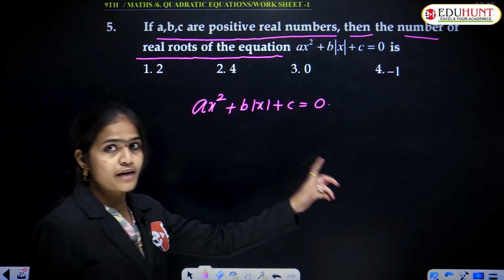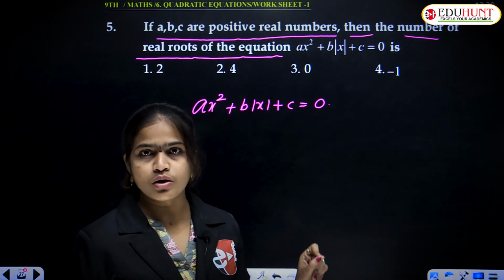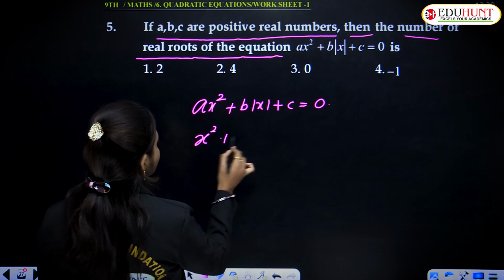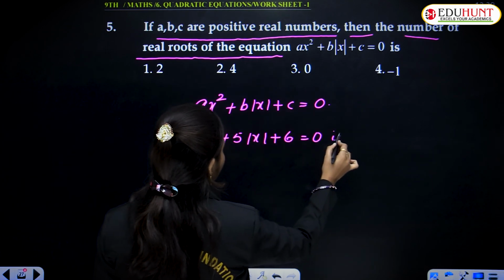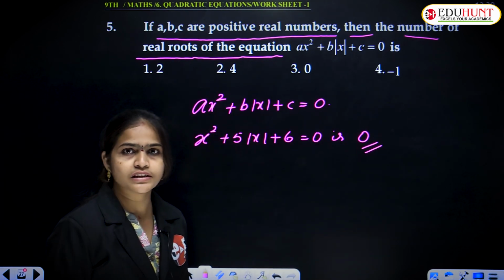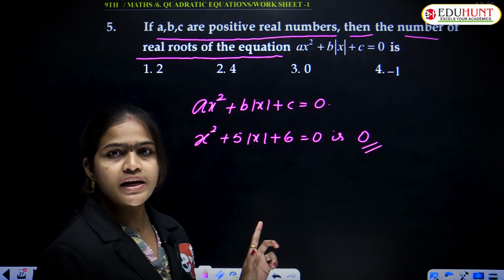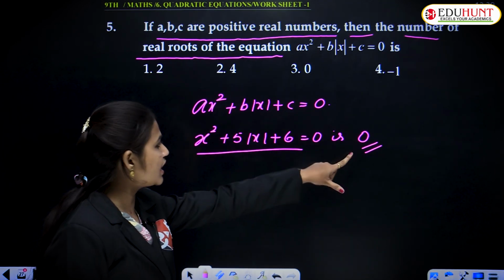So children, this type of point I already told you, right? At the time of the number of roots concept, I gave one example. What is that? x square plus 5 modulus of x plus 6 is equal to 0. So here the number of real roots is 0, we got it. Did you follow that previous video? Have you seen that? If anybody missed that video, go and see that once. So in this condition I told you that it is 0.